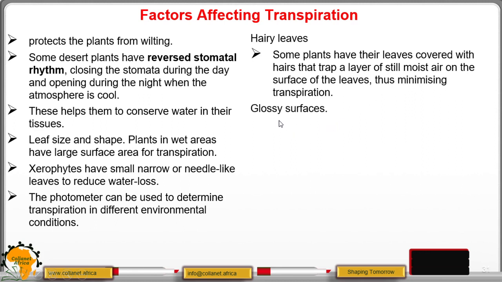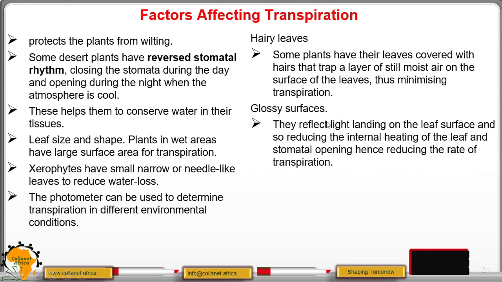The other one is glossy surfaces, that is, shiny surfaces, to reflect light landing on the leaf surface and reduce the internal heating of the leaf and stomatal opening, hence reducing the rate of transpiration.